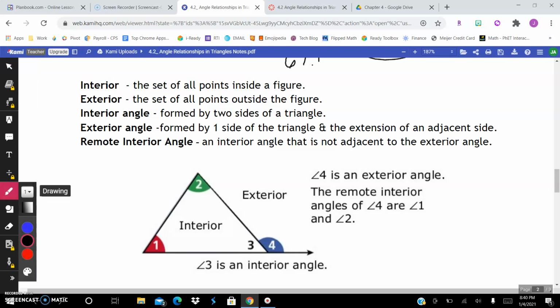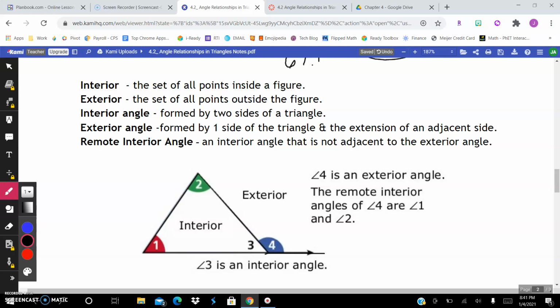So if you look at the picture here, we have this line coming out of that triangle. So angle 4 is an exterior angle because it's outside of the triangle. And then the newest one here, remote interior angle. That's an interior angle that is not adjacent to the exterior angle. So not adjacent to angle 4.